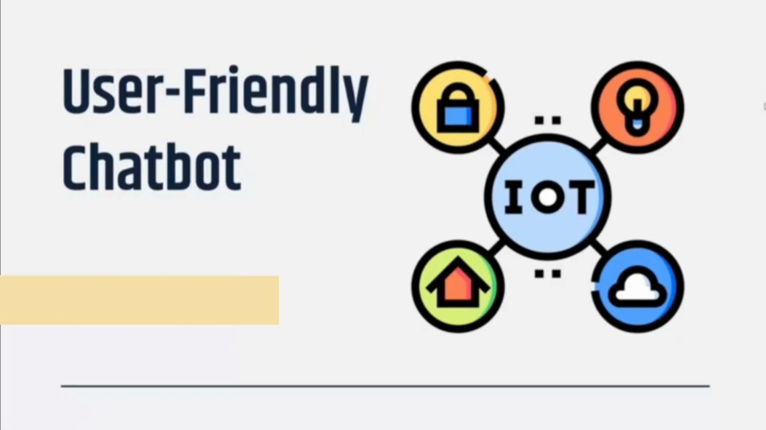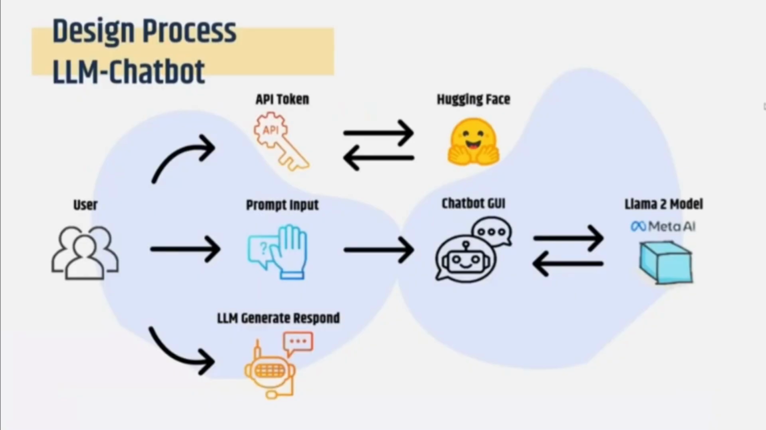Now I'm going to discuss my part, which is the user-friendly chatbot. In this design process, the diagram explains how a chatbot system operates using the Llama 2 model, which is a powerful AI model developed by Meta AI, by outlining the flow of interaction between the user, the GUI and the AI model.